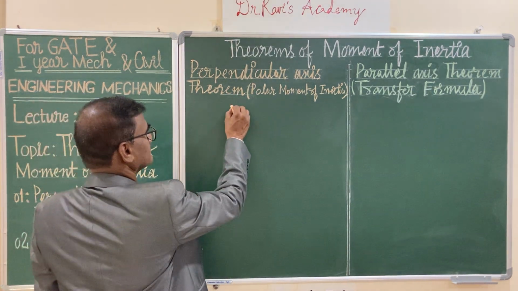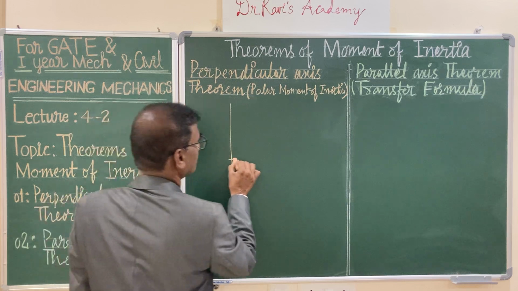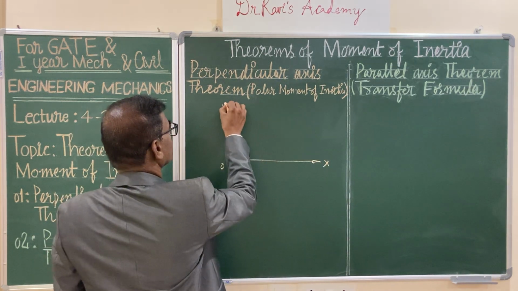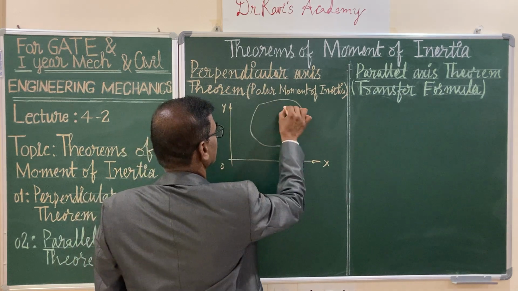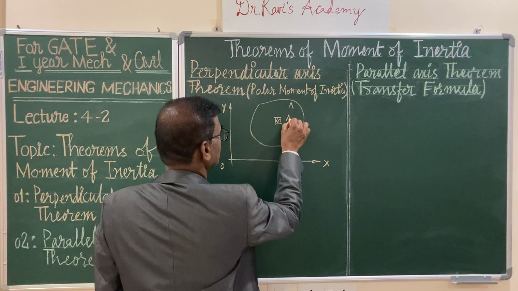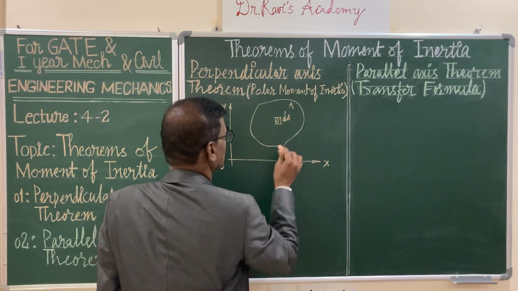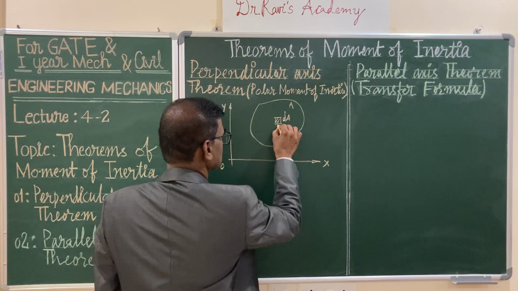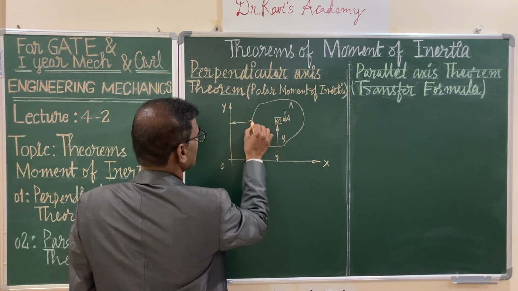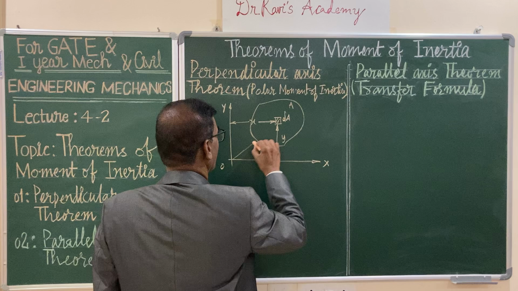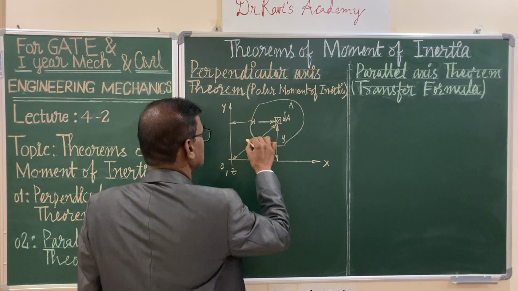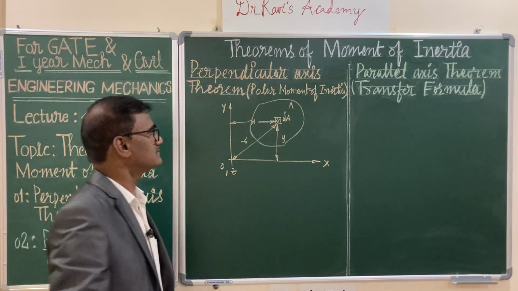Let us consider the given area in the first quadrant. Let us consider XOY, and you have an area A. Let us select an elemental area dA at a distance y from the x-axis and x from the y-axis and r from the z-axis. This is also the z-axis, r from the z-axis.